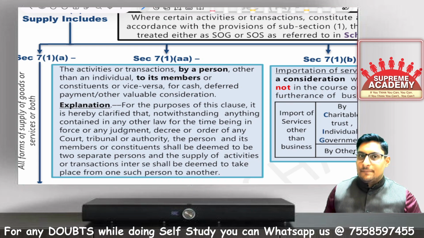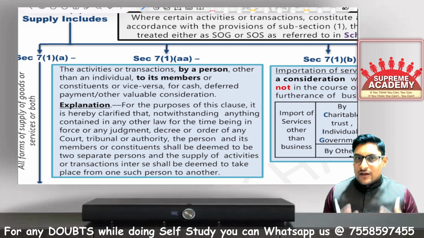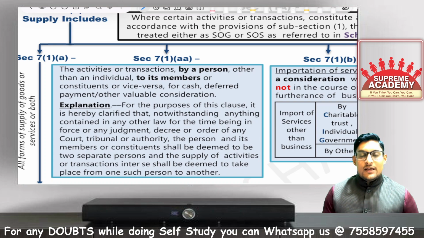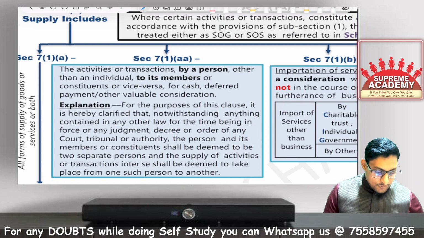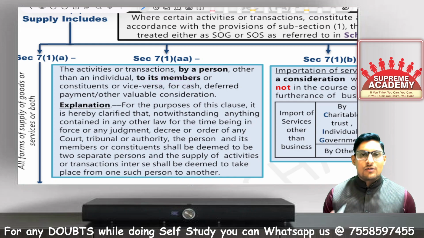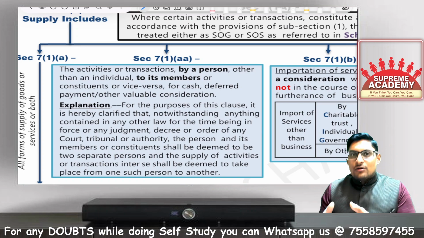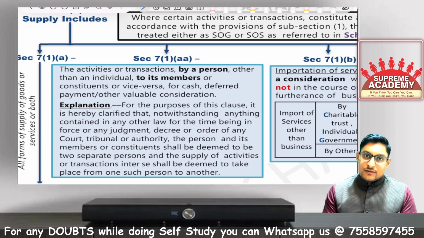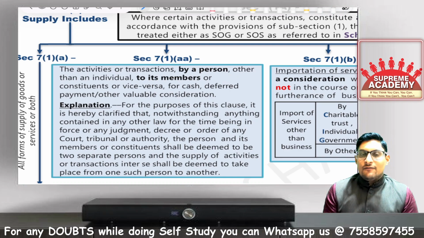In that definition video, I told you person means any person: individual, HUF, AOP, BOI, company, partnership firm, LLP, trust, government, etc. If any person other than an individual is providing any type of services to its members or constituents, or any member or constituent is providing any type of service to such person, with consideration, whether in kind, in cash, or any form, then this transaction will be termed as supply between the member or the constituents.